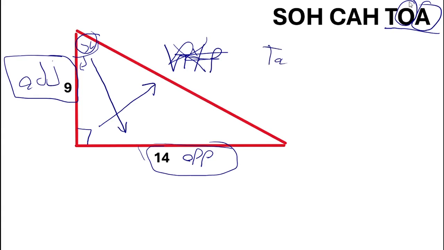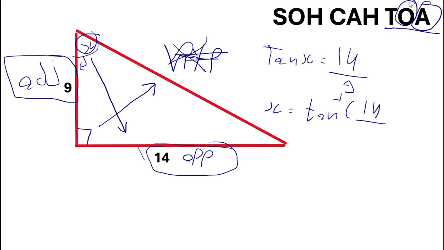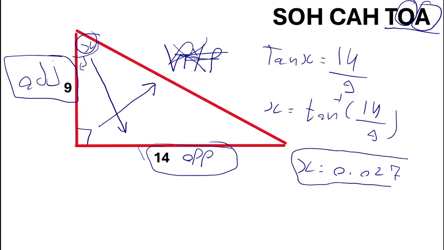Now tan x equals opposite 14 over adjacent 9. x equals tan minus 1, open bracket, 14 over 9. x equals, in calculator, shift tan 14 over 9, is equal to 0.027. This is the final answer.